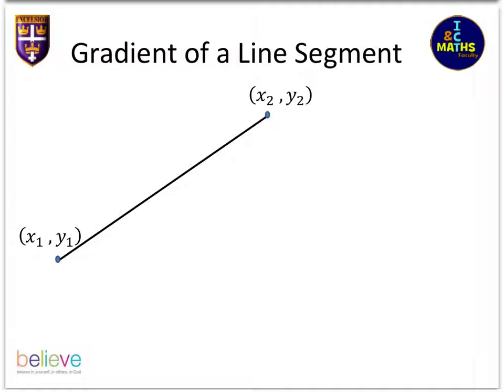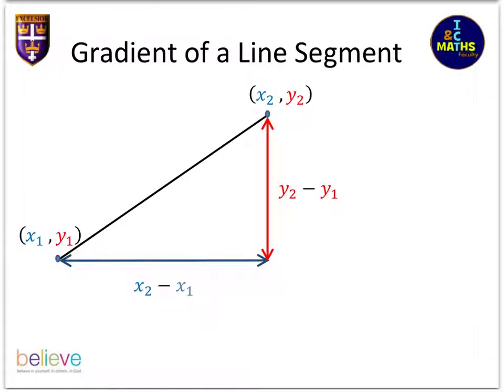Here I've got 2 points, so the fact that they've got these small numbers next to the letters indicates that these are fixed points. So this point here, x1, y1 is at one end of the line segment, and x2, y2 is at the other end of the line segment. To find the gradient, I'm going to be interested in knowing how far my line increases in height every time I move across by 1 unit. I'm going to need to know this distance up here and this horizontal distance here.